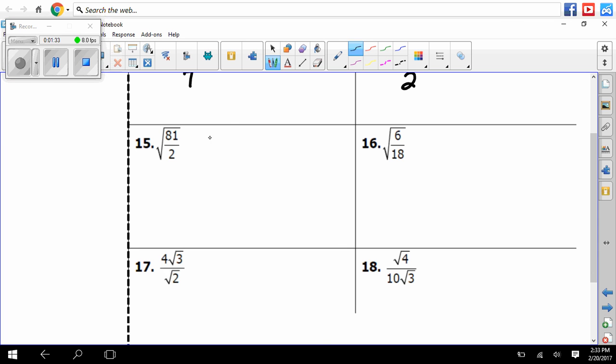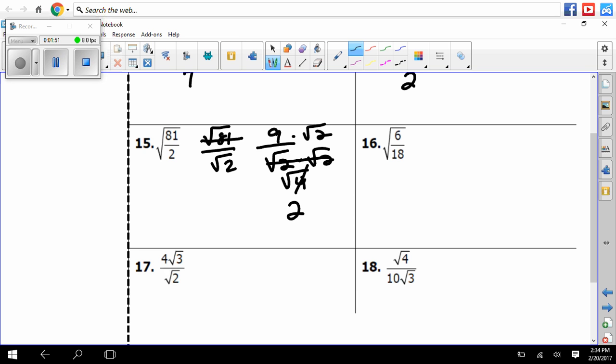This next one, I have the square root of 81 over the square root of 2. I break them down, and hopefully you realize that 81 is a perfect square, so that becomes 9 over radical 2. Now 2 does not break down, so I'm going to multiply by radical 2, that's radical 4, which is now just 2. So now I have 9 radical 2 over 2. My outside numbers, the 9 and the 2, do not reduce, so therefore I am done.